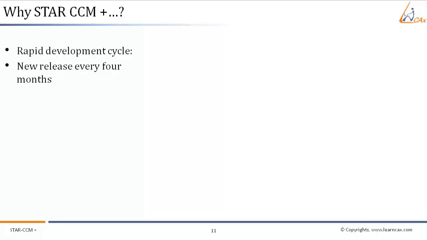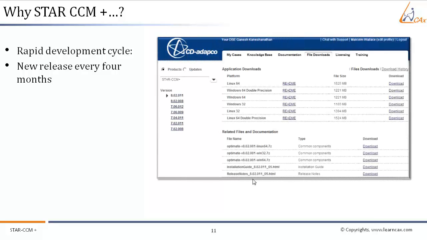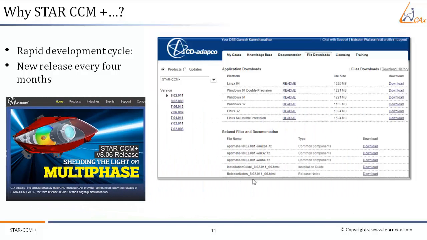One key aspect that a software user looks in a software tool is how frequently the new release gets developed. Whether the software keeps pace with the latest technology or not is also important. STAR CCM Plus has a rapid development cycle. There is a new release every 4 months. The new release becomes available to users through the CD Adapco support portal.